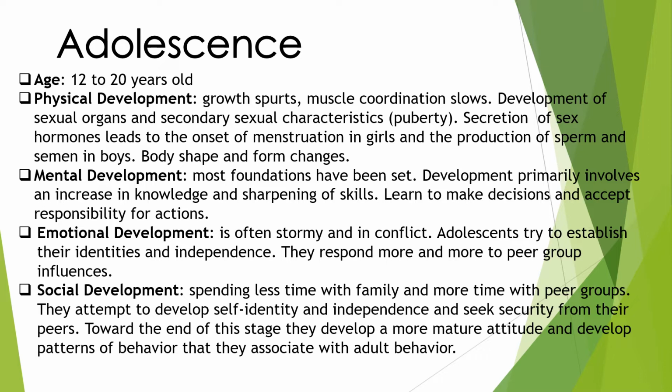And the emotional development is often stormy and in conflict. Adolescents try to establish their identities and independence. They respond more and more to peer group influences. In the social development of adolescents, they spend less time with their family and more time with peer groups. They attempt to develop self-identity and independence and seek maturity from their peers. Toward the end of the stage, they develop a more mature attitude and develop patterns of behavior that they associate with adult behavior.